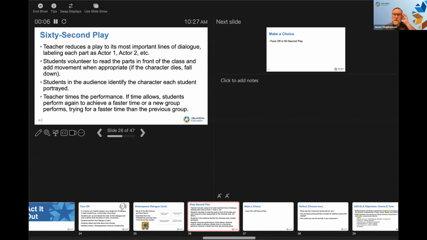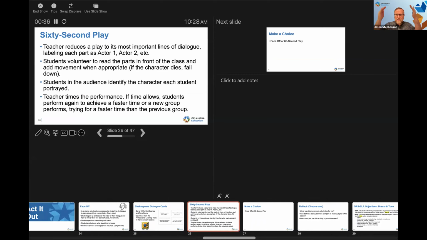All right, so here's one other activity. This is a 60-second play, and I learned about this from the Folger Shakespeare Institute. They did an in-person training in Oklahoma City probably 20 years ago. They had an example of this for us, I think with Macbeth, maybe Hamlet. The goal was for the teacher to reduce the play to its most essential lines of dialogue.